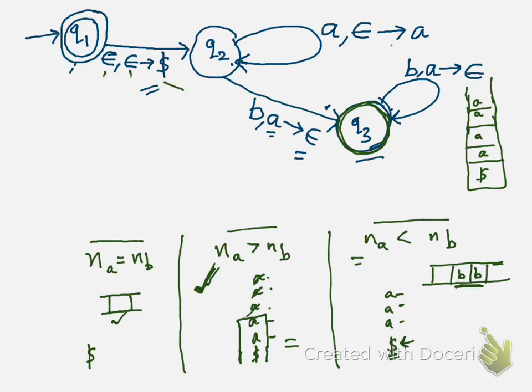So what I am going to do here, you should look at this one carefully. This is slightly tricky. If at any time while reading my string, and I am not concerned about what's there on the input tape, I see a dollar on the stack top, which means whenever my stack becomes empty, I just pop this dollar and I move to a final state.